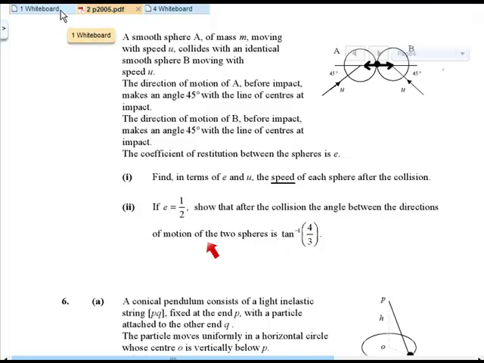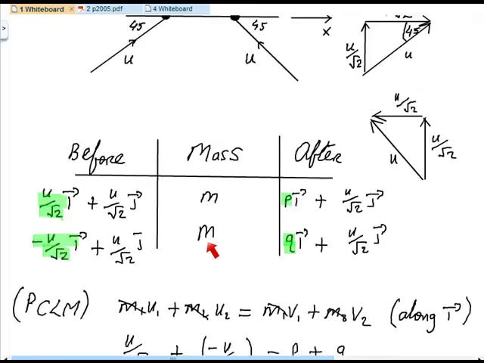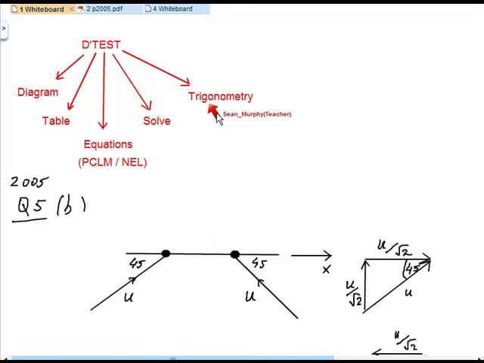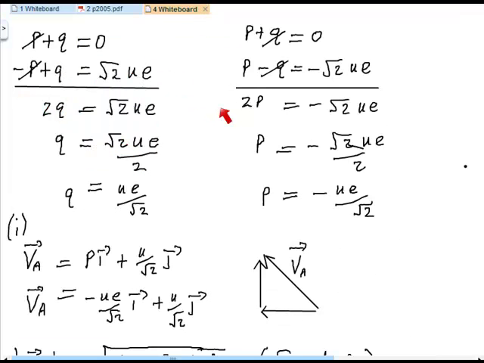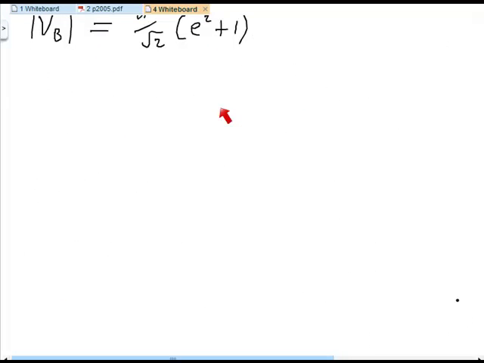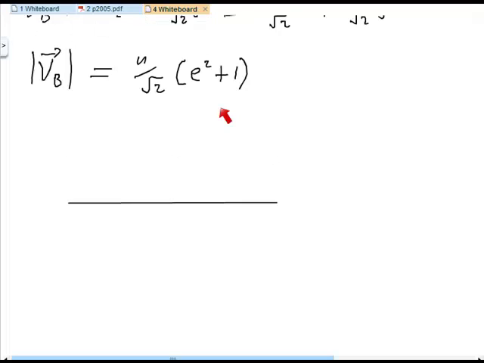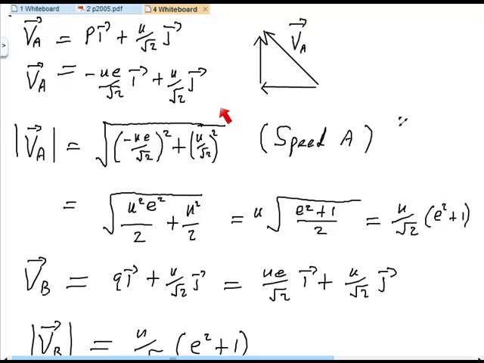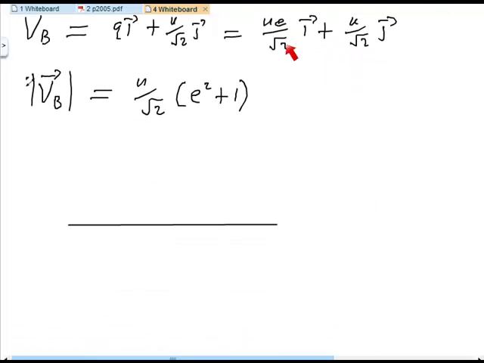Okay, so this is where the trigonometry comes in. This is the last step in our list, trigonometry. And this usually comes in at the end. We've got to work out some angle, and we can draw a diagram for this. So after the collision, just draw the diagram of what's happening. We've just established that A after the collision, VA is going in this direction here. So let's show that in our diagram.